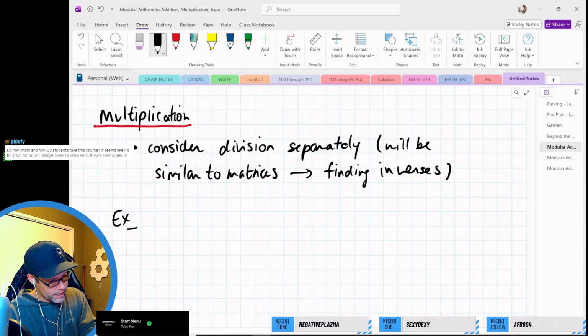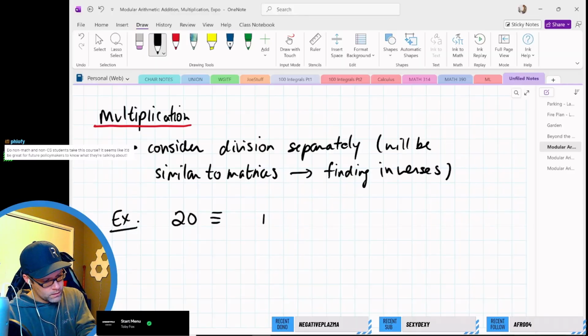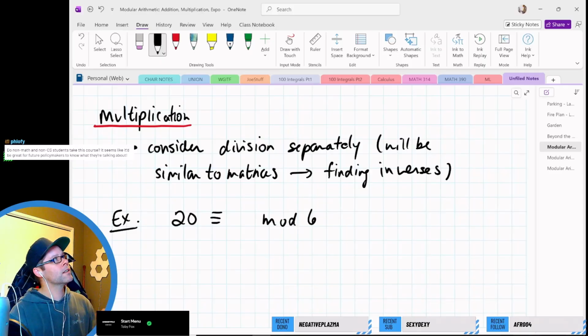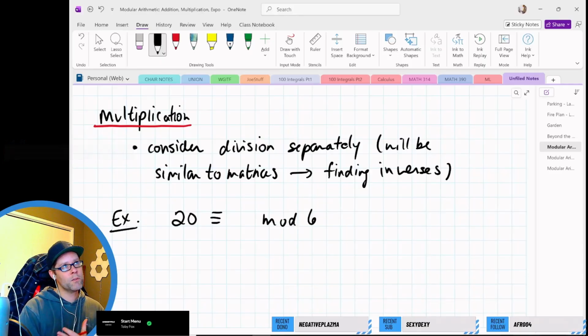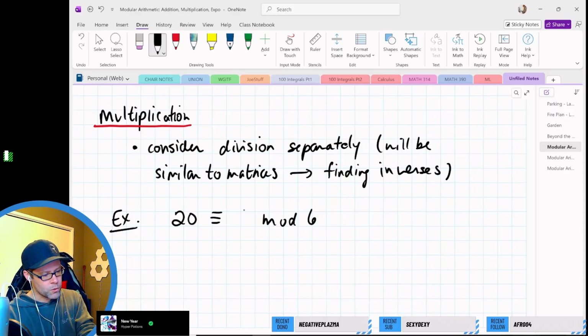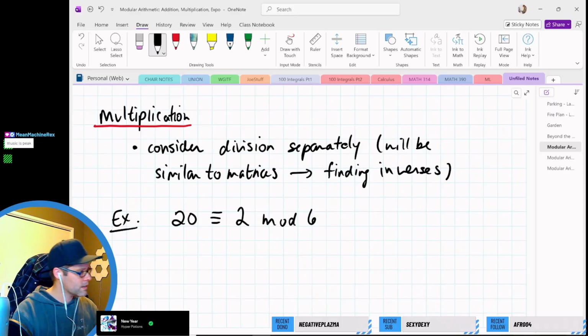So let's look at a leading example here. Let's take 20 mod 6. If I think about 20 mod 6, we should be able to get up to 18, which leaves us with a remainder of 2. So 20 should be congruent to 2 mod 6.